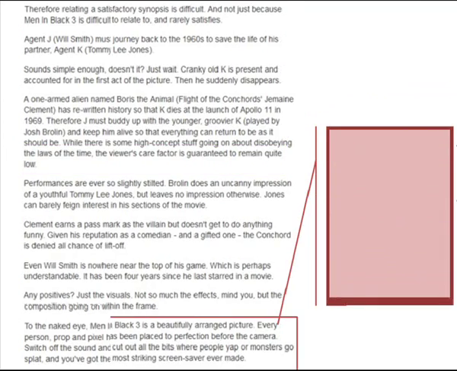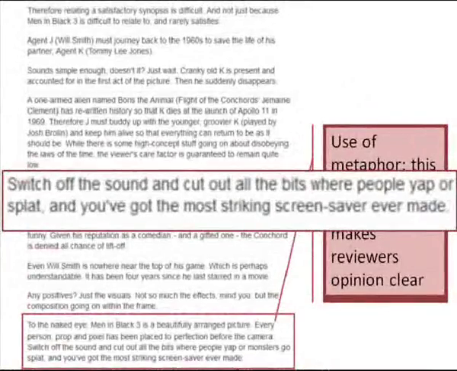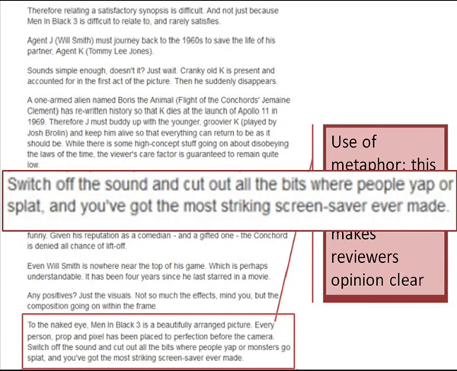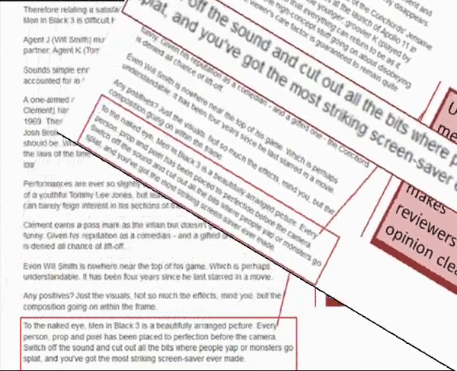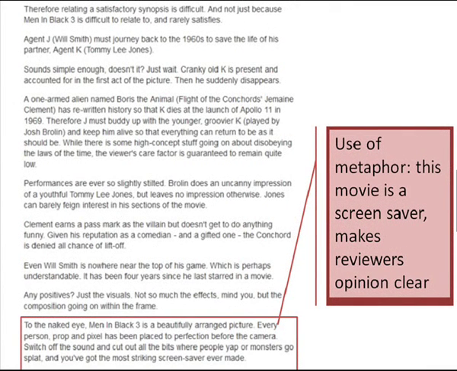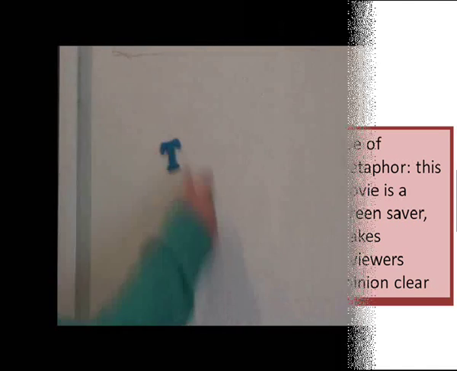In the conclusion to this piece, the author uses a metaphor by referring to the entire film as a screensaver. A screensaver serves little function besides looking pretty, and as such, the author's view of the entire movie can be summed up quite succinctly.